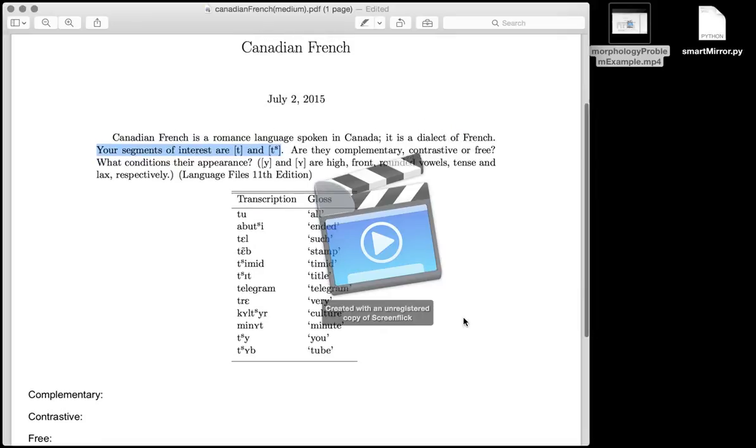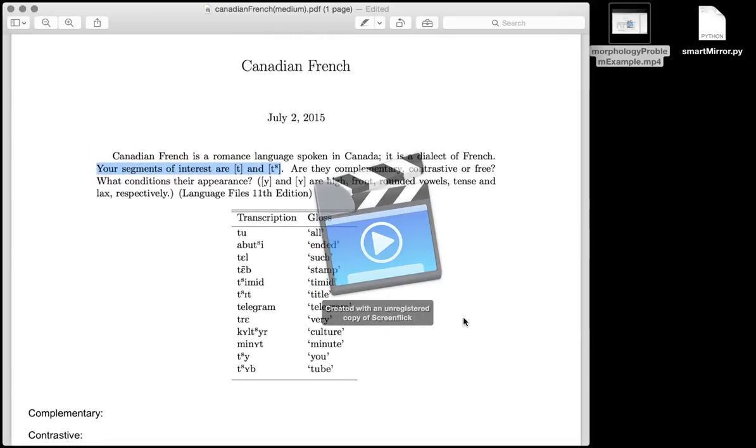Okay, so we're told immediately here that our segments of interest are ta and cha. So in a phonology problem, when we're given information like this, obviously we're given a pretty big clue as to what parts of the word we should be paying attention to. And then next we're asked the standard question that will basically appear on all of them, which is, are they complementary, contrastive, or free? And then what conditions their appearance? Well, it should be pretty helpful, I think, to go over these three terms again, even though they're covered in my lecture notes and in the book, of course. So complementary, contrastivity, and free variation.